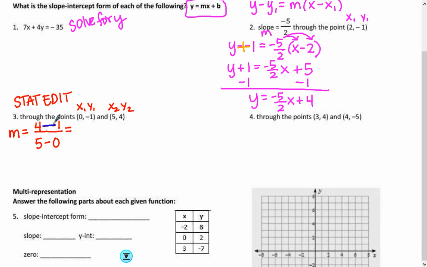So this becomes 4 plus 1, that is 5. 5 minus 0 is 5. 5 over 5 is 1. So my slope here is 1. Now I am going to take one shortcut, and that's this point right here. I can recognize that as a y-intercept. So my answer here is going to be y equals, my slope is positive 1, so 1x. Now if you want to write in that 1 here, you can. And I'm going to just steal from this point. Since this is the y-intercept, that means my y-intercept is negative 1. And that would be my final answer there.